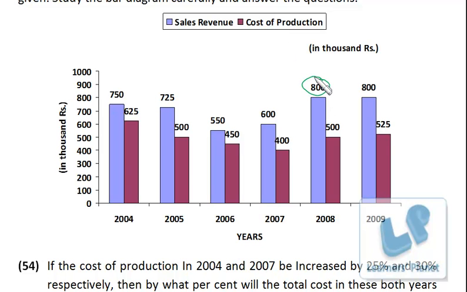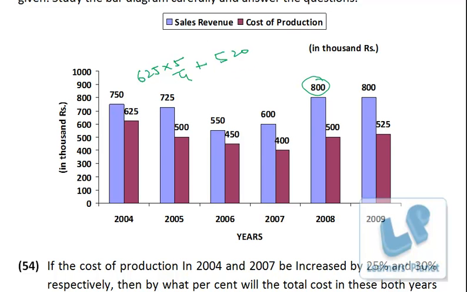The cost of production in 2004 is 625 and it has to be increased by 25%. So it will be 625 into 1.25, or we can say 625 into 5 by 4. Then in 2007 it has to be increased by 30%. So in 2007 it is 400 increased by 30%, so 400 into 30 is 120, so it should be 520.